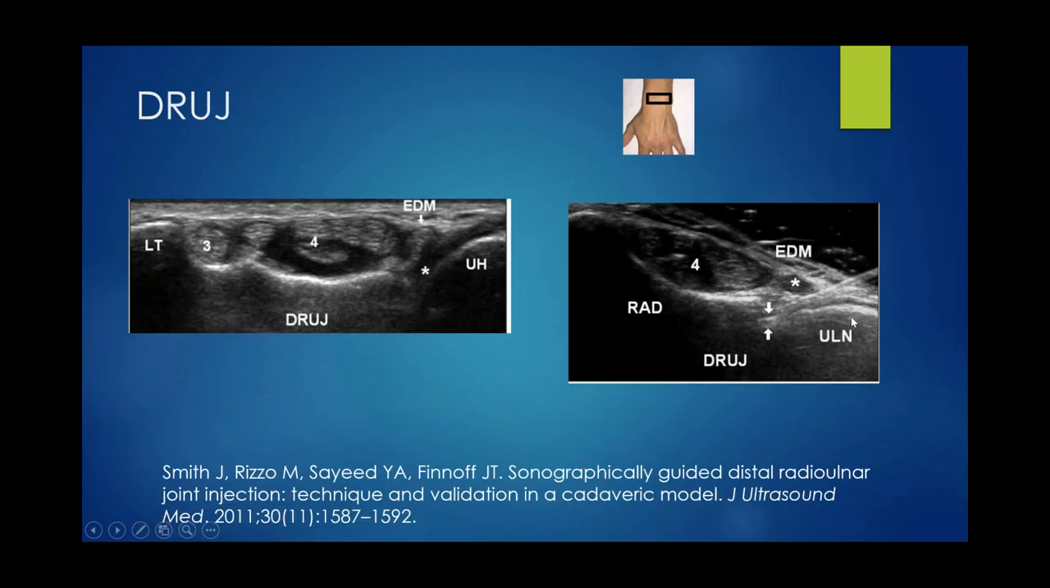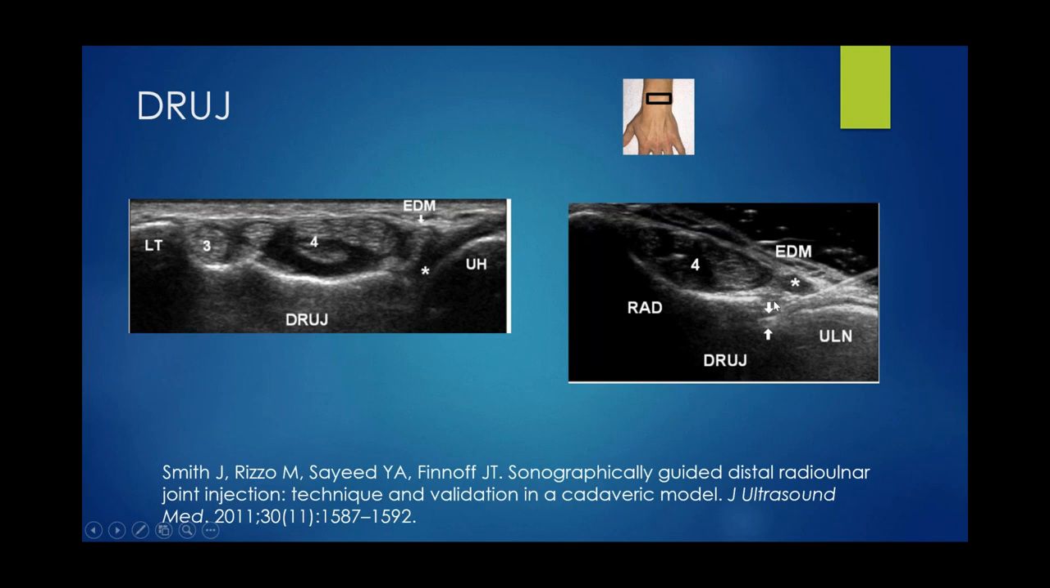The distal radial ulnar joint can also be easily accessed from the dorsal aspect of the wrist. Normally, we'd use a gel standoff. Here you see gel heaped up over top of the dorsum of the wrist. The needle is then brought in through the gel, through the back of the wrist, into the dorsal aspect of the distal radial ulnar joint, immediately deep to the extensor digiti minimi tendon.